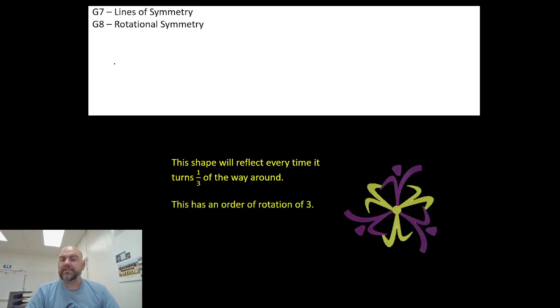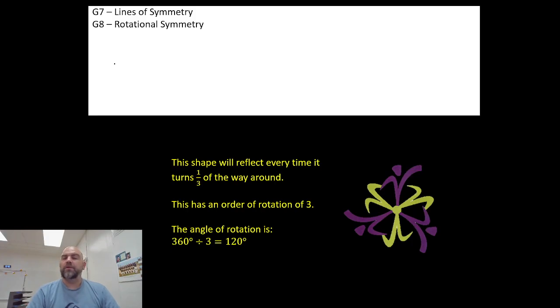What that means is that it has an order of rotation of 3. That's what we call order of rotation. And it also means that if we have a circle that's 360 degrees, that's one full rotation. Every 120 degrees, or 360 divided by 3, it's going to match up to its original shape. So it has an order of rotation of 3, and the angle of rotation is 120 degrees.